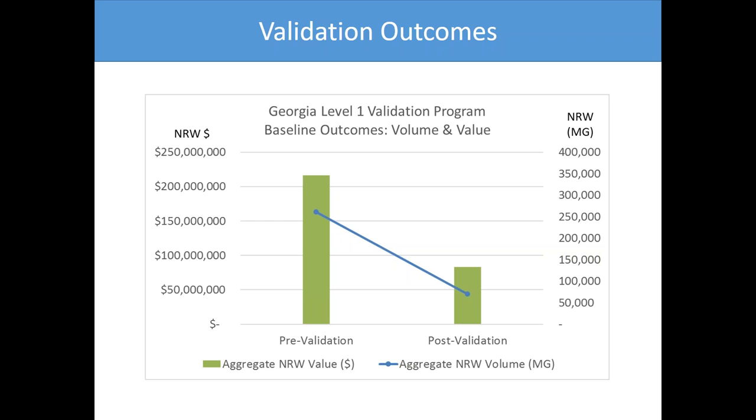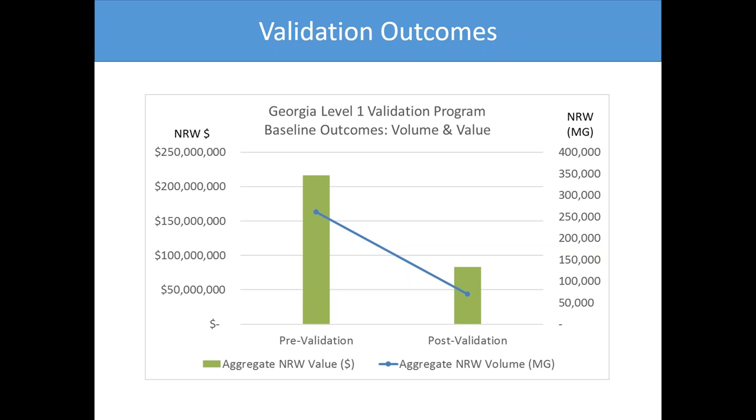But more interestingly, the statewide aggregate for the volumes and the values, which to me is the most interesting, is that before they had been through the validation process, if you added up all of the non-revenue water in million gallons and all of the dollars of cost of non-revenue water, then versus the post-validation results, there's a pretty dramatic change from the pre-validation to the post-validation.